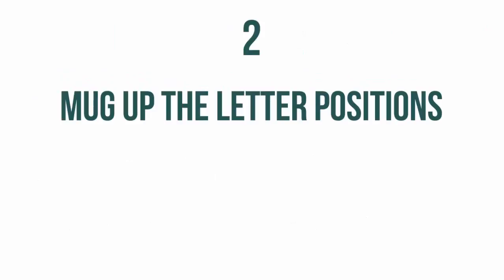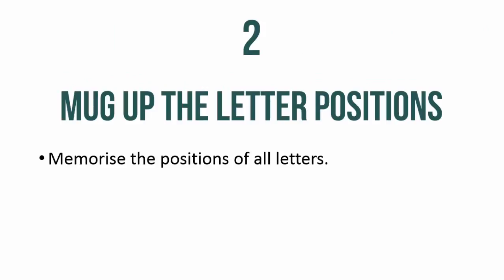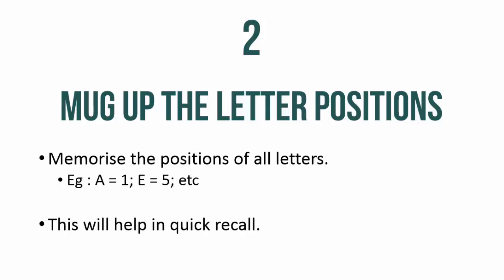The second shortcut is to memorize the letter positions. You must memorize the positions of all the letters in the English alphabet. That is, A is 1, E is 5, B is 2, and so on. This will help you recall the position of the alphabet really quickly and can help you arrive at a certain logic when presented with the series.